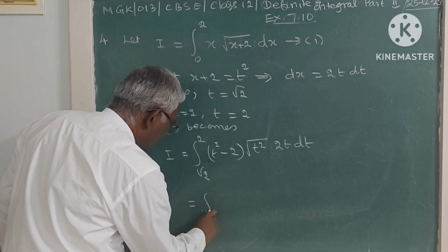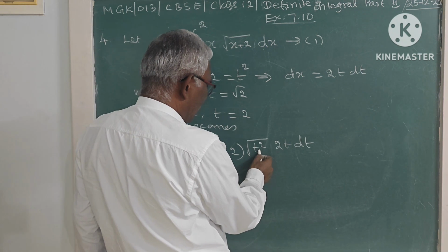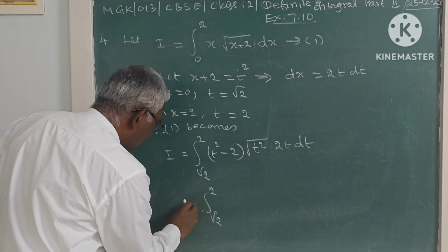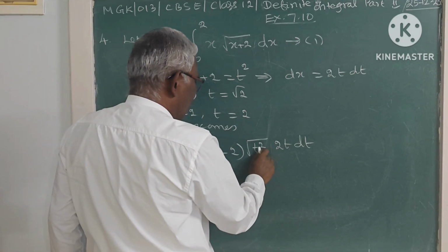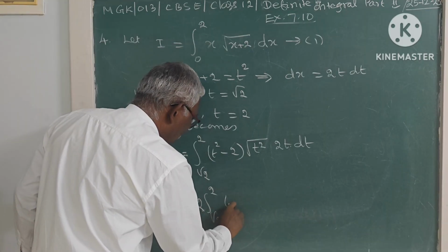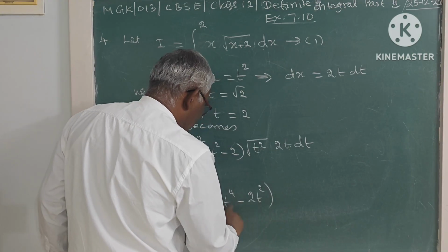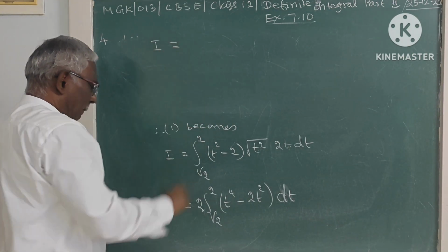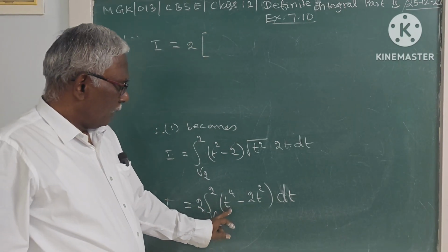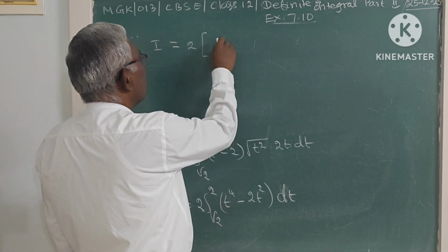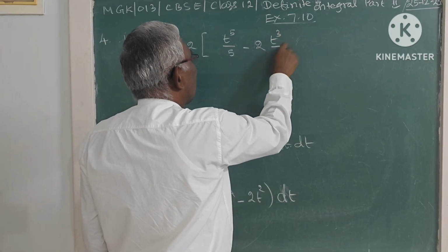So this gets simplified to root 2 to 2. This will become only t into t square. This 2 will take outside. Then t into t square, t power 4 minus 2t square. So I is equal to 2 times, we will integrate t power 4 with respect to t, it will be t power 5 by 5 minus 2 times t cube by 3.